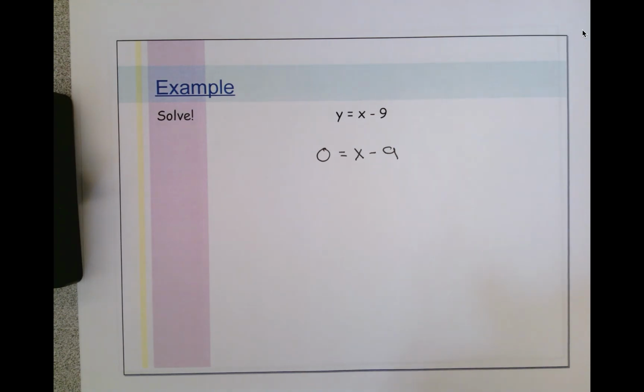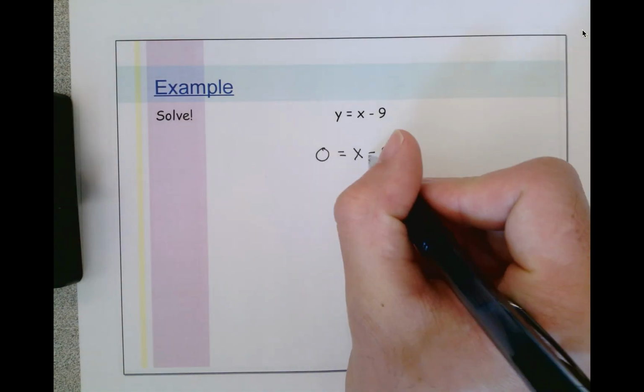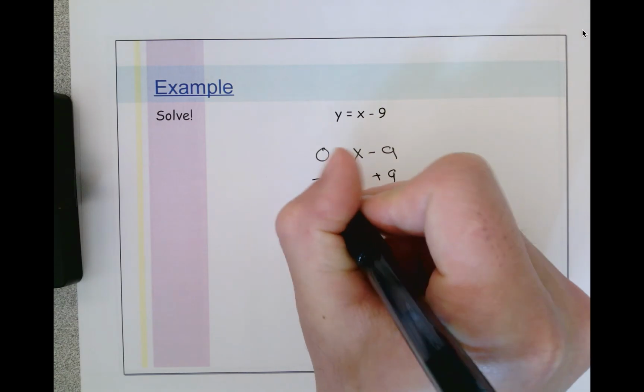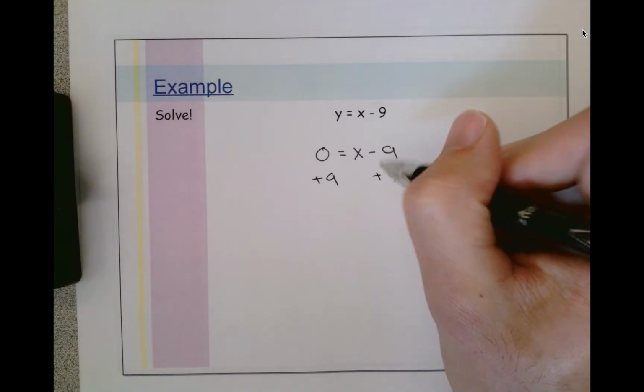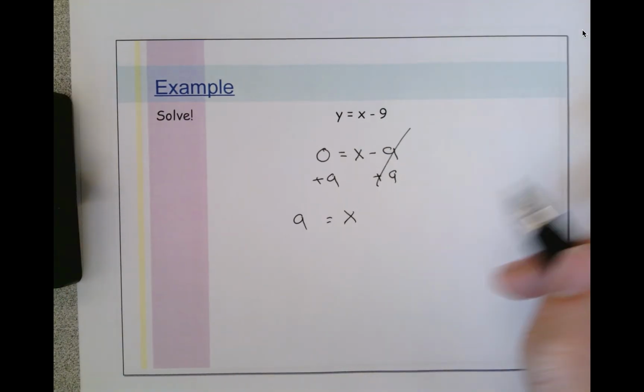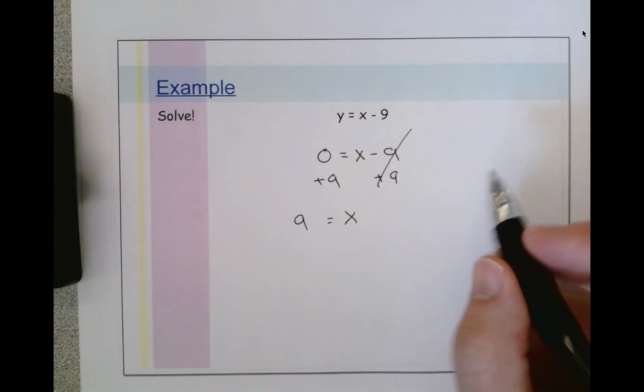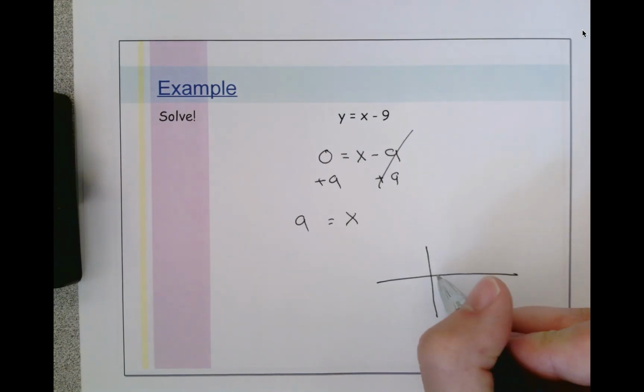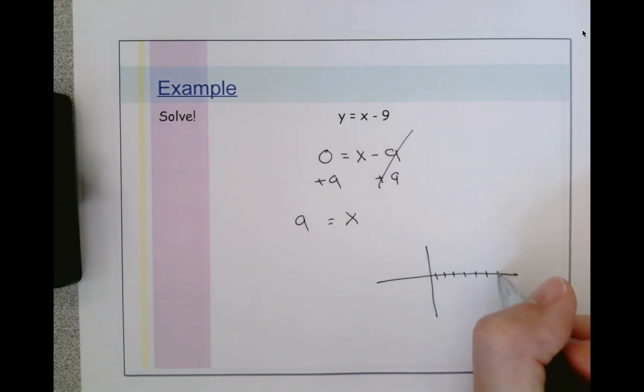All right, so we want to get x by itself. Again, we have subtraction on this side. We're going to add 9 to both of these. Would cancel. X equals 9. What that's telling me is my x-intercept is located at x equals 9. So I can go through 1, 2, 3, 4, 5, 6, 7, 8, 9.